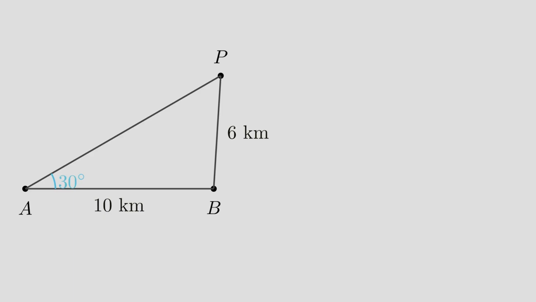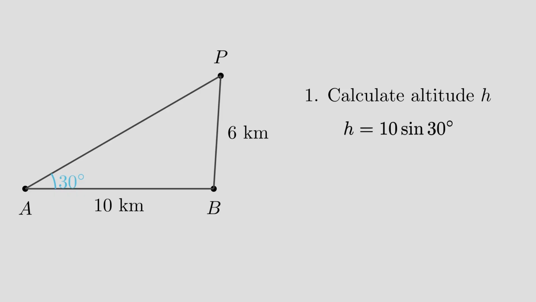So we have stations A and B 10 kilometers apart. From A, the angle to the beacon, let's call it P, is 30 degrees. The distance from station B to the beacon, P, is 6 kilometers. We want to find the possible locations for P. First, let's find the height h. h is equal to 10 sine 30 degrees, so h is equal to 5.